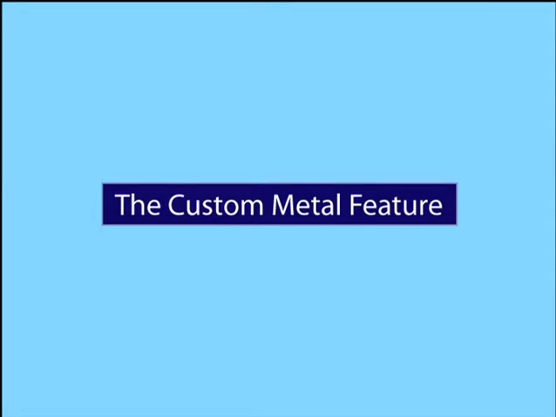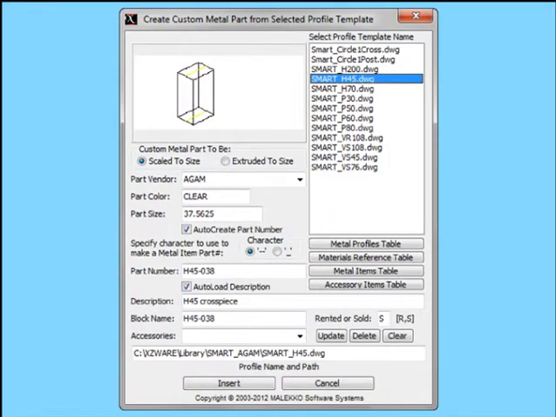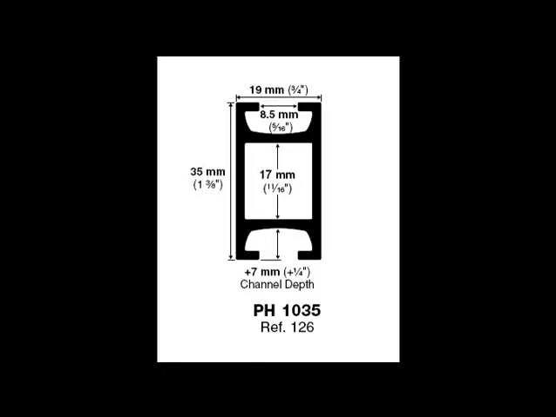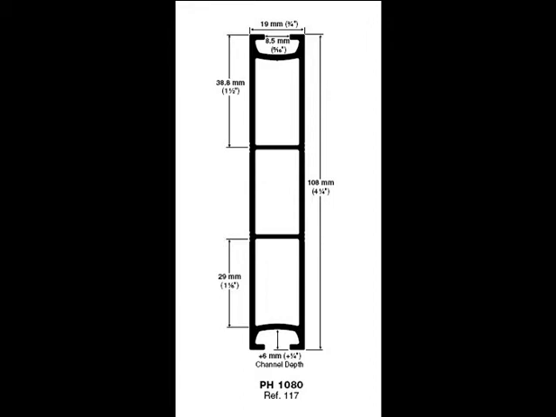The Custom Metal feature provides a way for a user to quickly create custom and standard metal parts based upon user-specified parameters and selected profile templates. This is the fastest and easiest method for building large symbol libraries of standard metal parts as well as custom parts when needed. Profile templates can be quickly created from profile drawings provided by system part vendors.